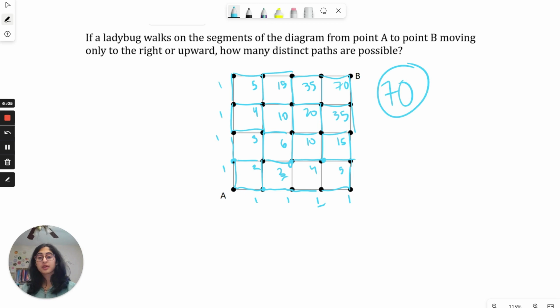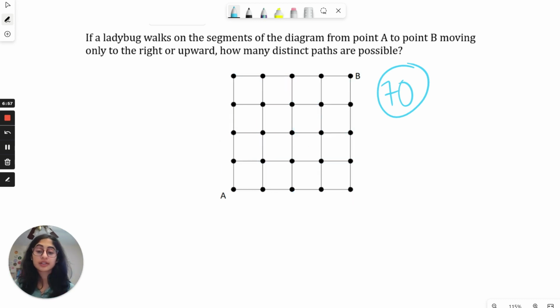Now, that's one way to do it, and it works pretty well, especially if we have a small area. We have to figure out how many paths we can take from A to B. This is only a 5 dot by 5 dot grid. What if it's bigger? We don't want to have to write out all the different combinations. So what can we do instead?